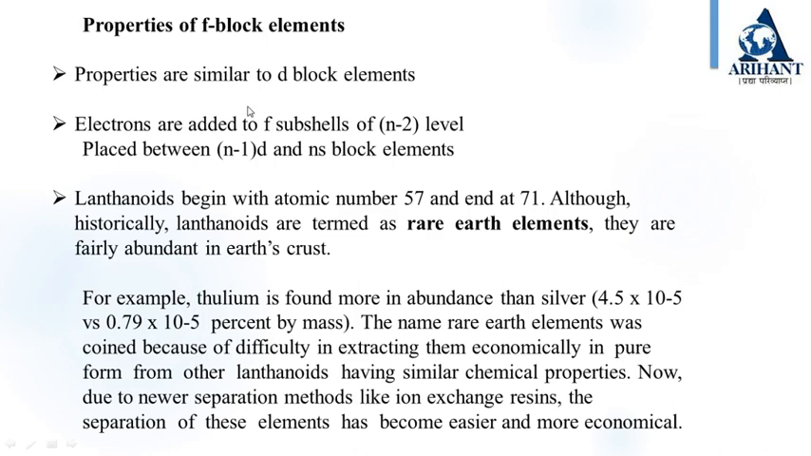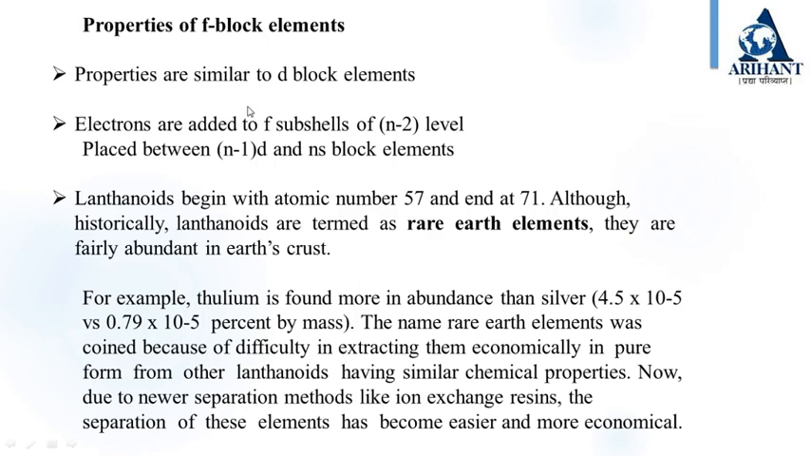Now we will see the properties of f-block elements. Their properties are similar to the d-block elements. Electrons are added to f subshells of the n-2 level, placed between n-1 d and ns block elements. Lanthanoids begin with atomic number 57 and end at atomic number 71.